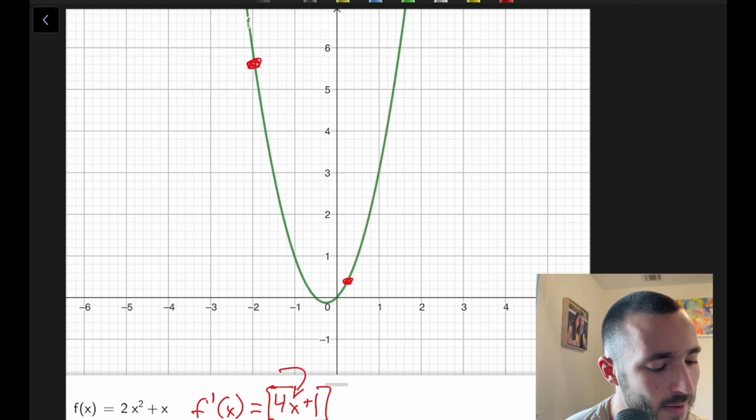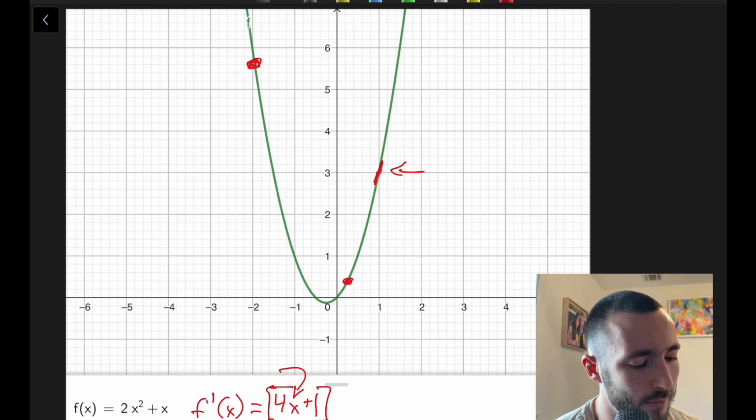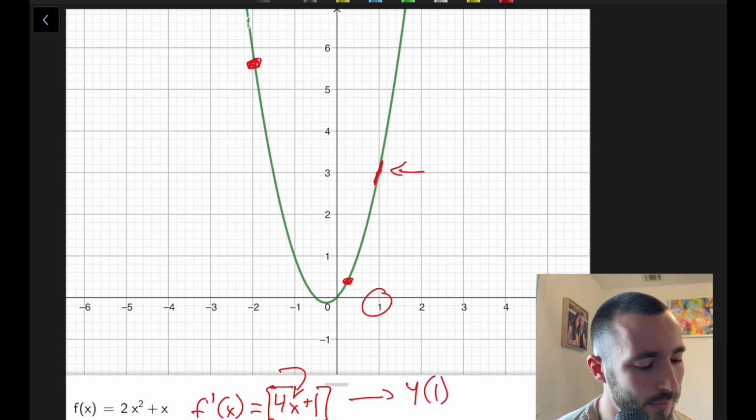So let's try figuring out the slope right over here. So that's right around where x is equal to 1. So let's plug in 1 for x. If we do that, we get 4 times 1 plus 1 equals 5. So that means that the slope at this part of the graph, right over here, is 5.